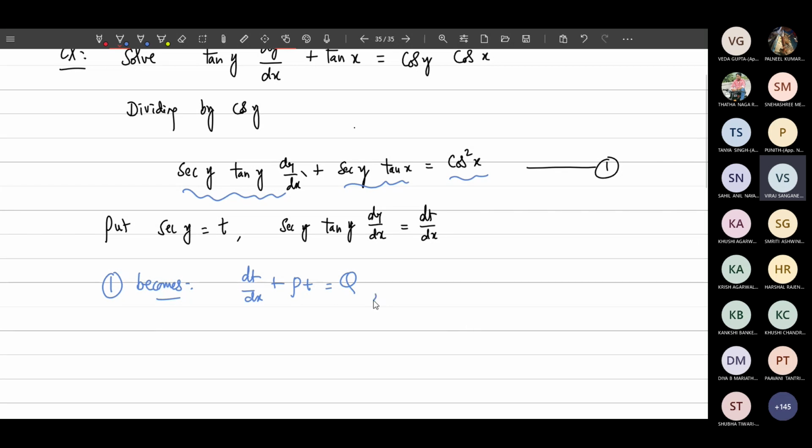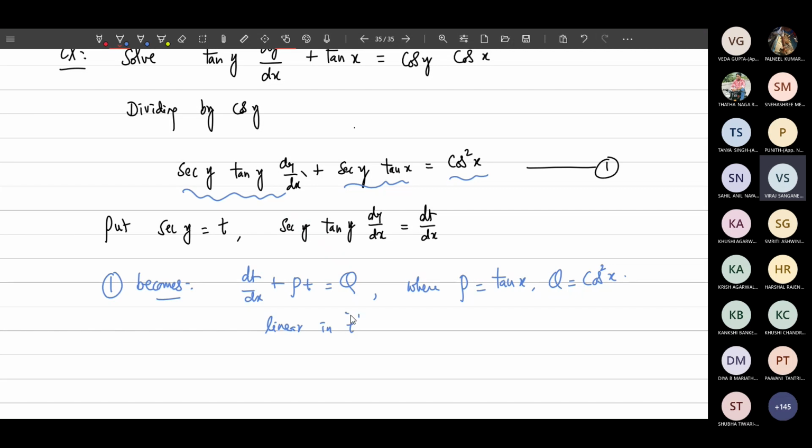So where p is tan x and q is cos square x. That means it's not in y, not in x, but instead of dy by dx, you have dt by dx. Therefore, we call this a linear in t. Whatever the numerator you have, dt by dx or dy by dx, if it is dy by dx, linear in y, otherwise it is linear in t. So this equation is linear in t.